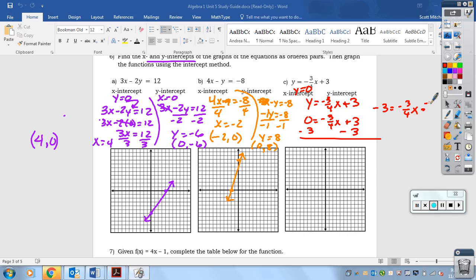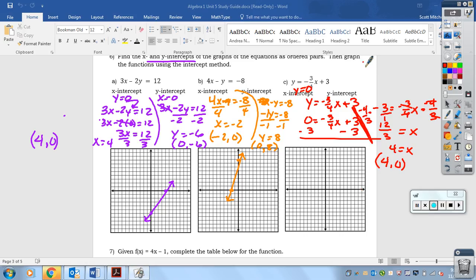Well, I multiply by the reciprocal, which is -4/3. Still negative. -4/3 times -3/4. That all cancels, and I get x equals this. Well, let's do this. -4 times -3 is +12. 3 times 1 is 3, so the answer is 4. x equals 4. Really, 4 comma 0.